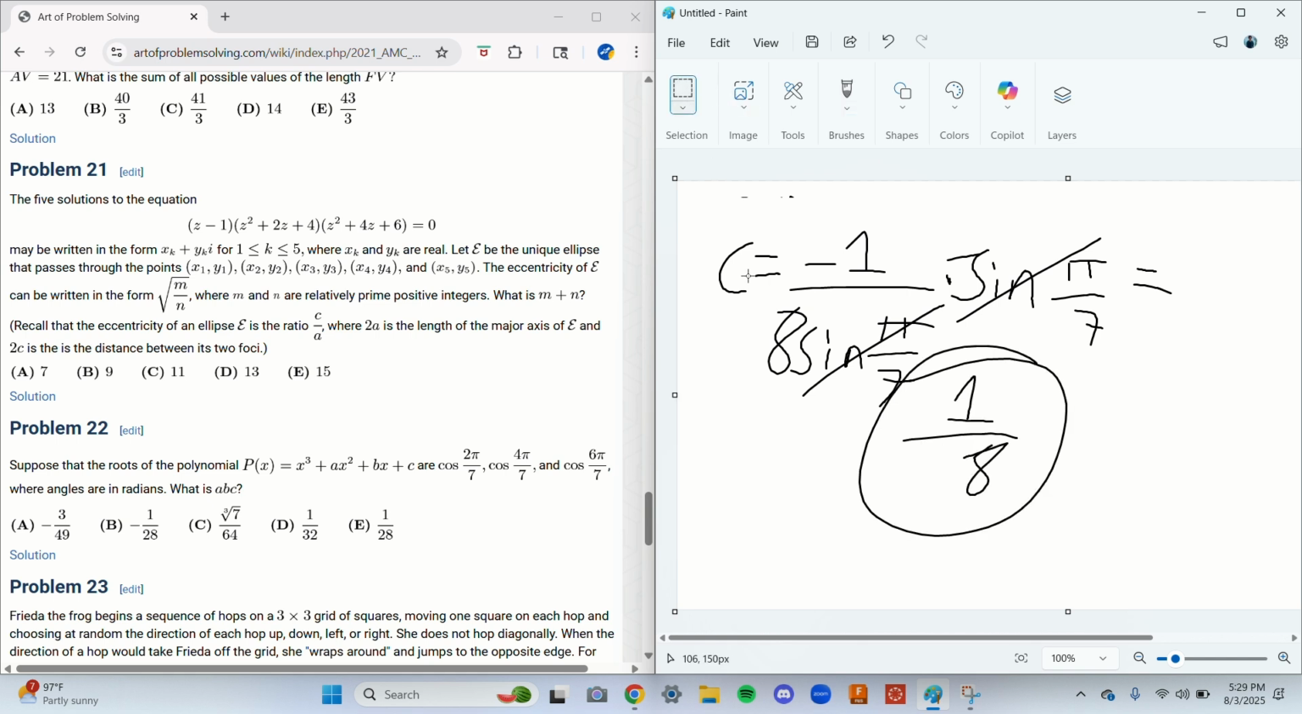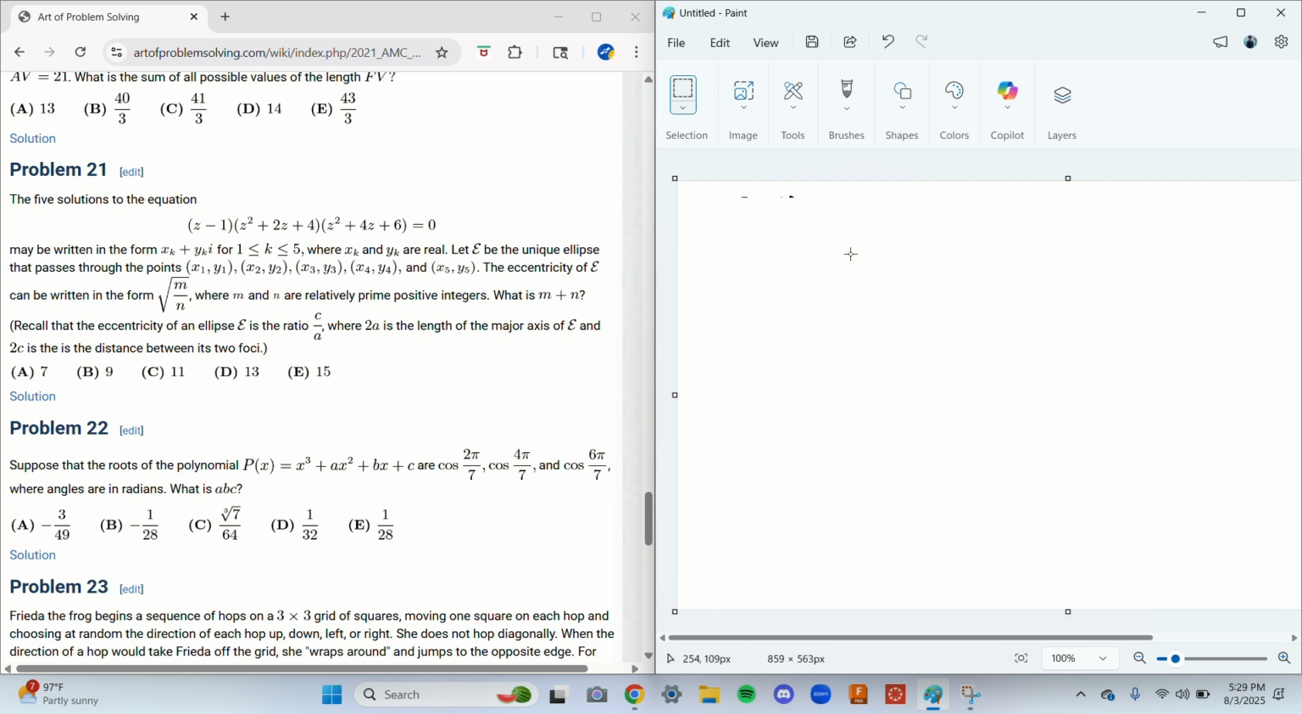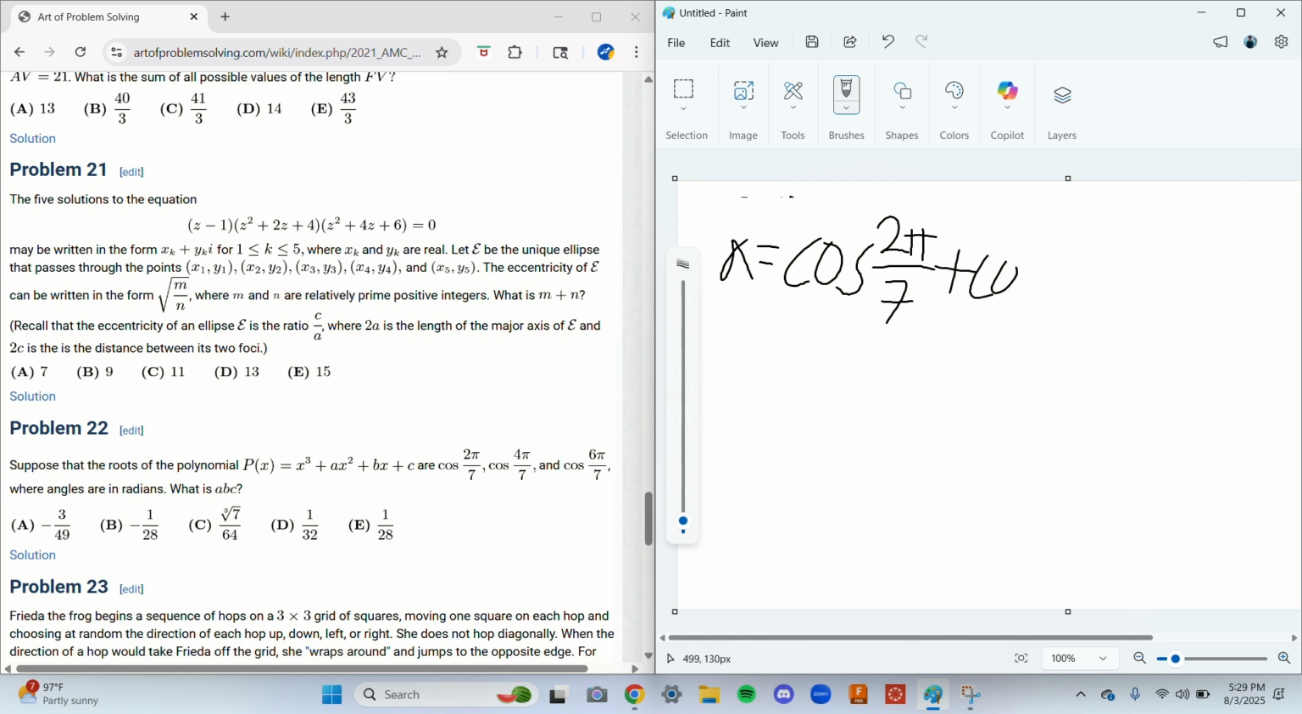Okay, so now let's move on to the other simpler one, which is a, because b is definitely the most complicated, since we have to find the product of pairs. So a is just the sum of all these cosines, right? Cosine 2 pi over 7 plus cosine 4 pi over 7 plus cosine 6 pi over 7.